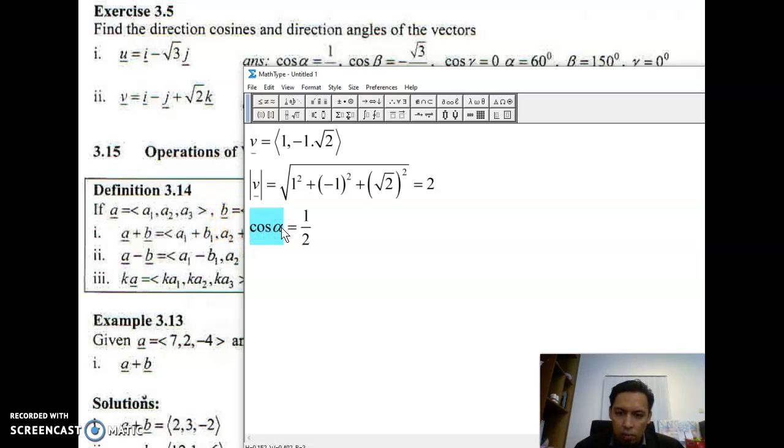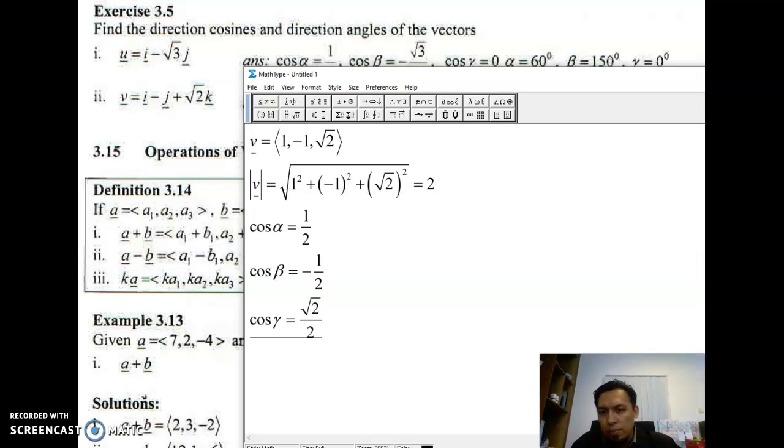Okay, and we have after that cos beta, which is negative 1 over 2, right? And lastly gamma, right? We have √2 over 2. Okay, this is all the cosine. Next, let's try to find the degree, the angle.